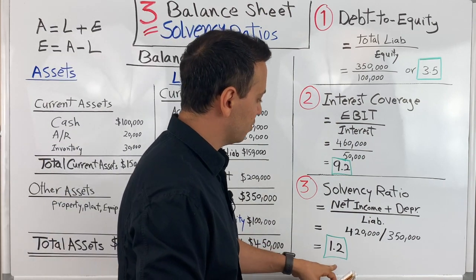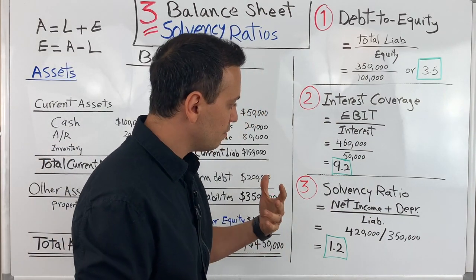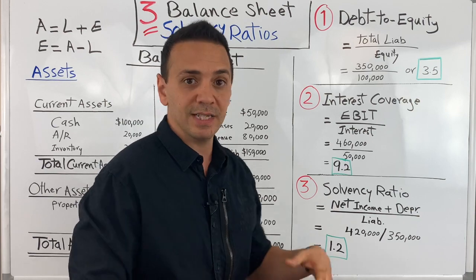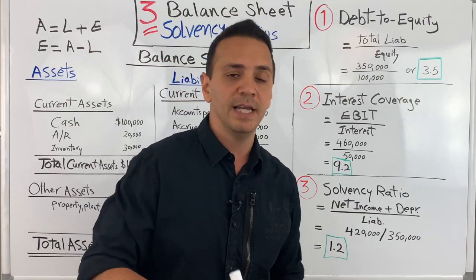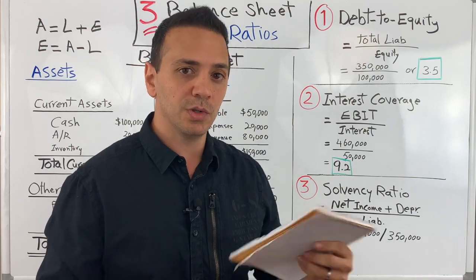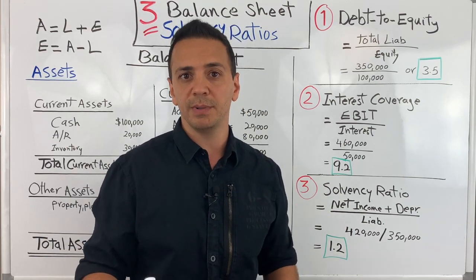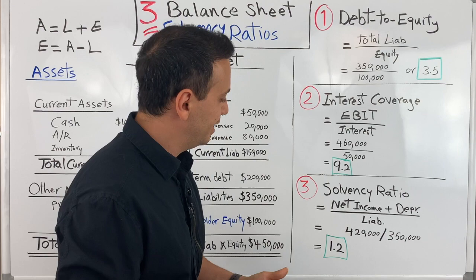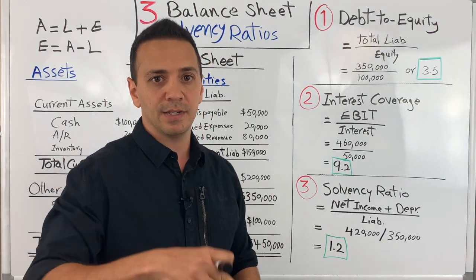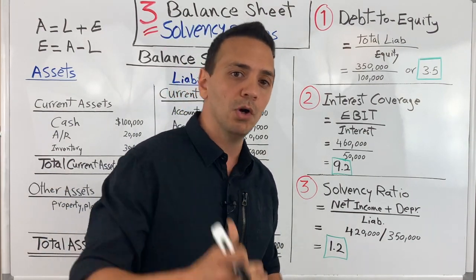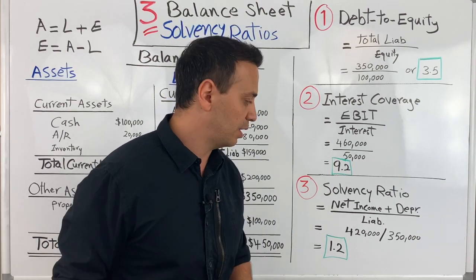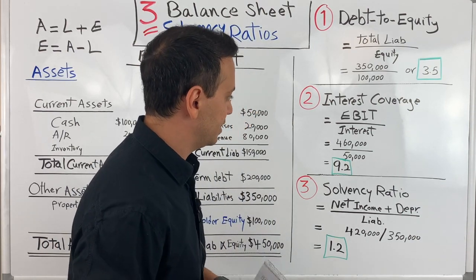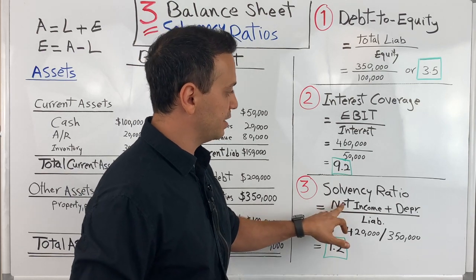You get a multiple of 1.2. And obviously, you want that number to be as high as possible. The higher it is, it indicates that the company is more solvent. It has free cash flow to cover the long-term obligations multiple times. In this case, it's 1.2. It's not all that bad. And obviously, if it goes below 1, it means that the company doesn't have enough free cash flow to cover its long-term obligations. And that's the third ratio, the solvency ratio.